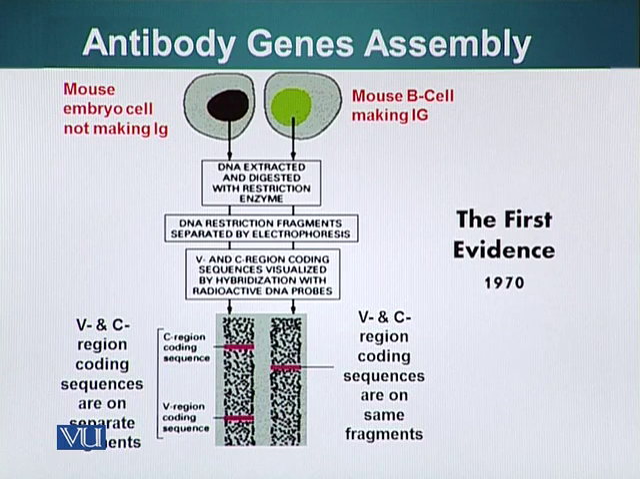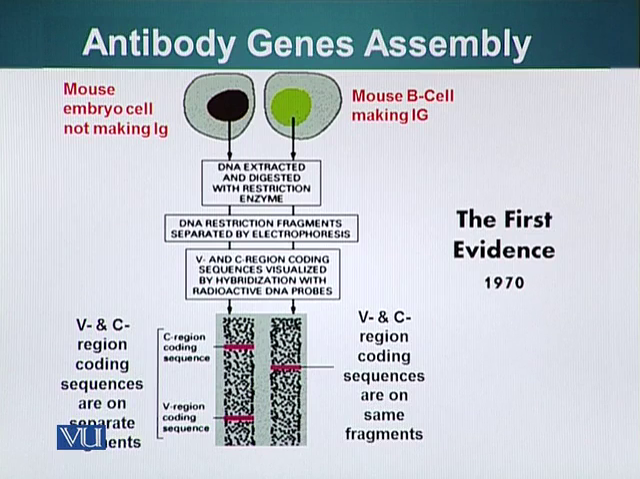They took an embryonic mouse cell, an immature cell which was not making an Ig, immunoglobulin molecule, and a mouse B cell making an immunoglobulin molecule. DNA was extracted from both these cells and digested with restriction enzymes. I hope you remember, we have talked about restriction enzymes. The DNA was run on an agarose gel by electrophoresis, transferred to a membrane, then hybridized with a DNA probe which contained both V and C regions.